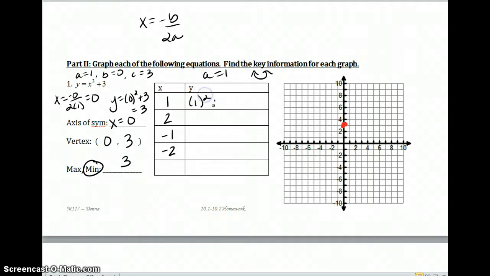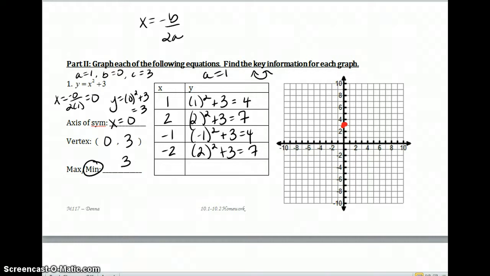So 1 squared plus 3 equals 4. 2 squared plus 3 equals 7. Negative 1 squared plus 3 equals 4. And negative 2 squared plus 3 equals 7. These values should always mirror each other because remember that a parabola is symmetrical.